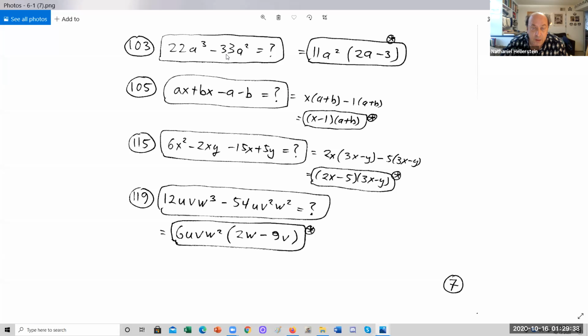22a cubed minus 33a squared. Well, 22 and 33 have a common factor of 11. A cubed, a squared, the lower power is 2, so we pull out an a squared. 11a squared. 22a cubed over 11a squared is 2a. 33a squared over 11a squared is minus 3. So 11a squared times 2a minus 3.